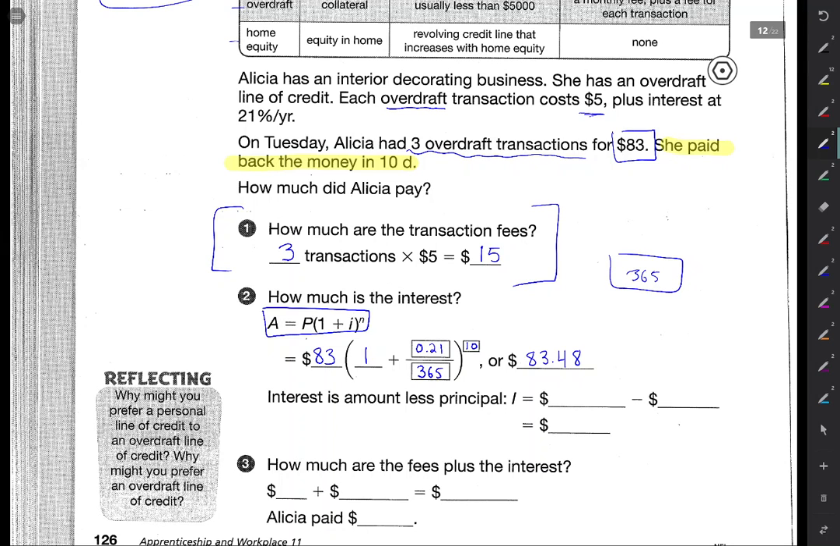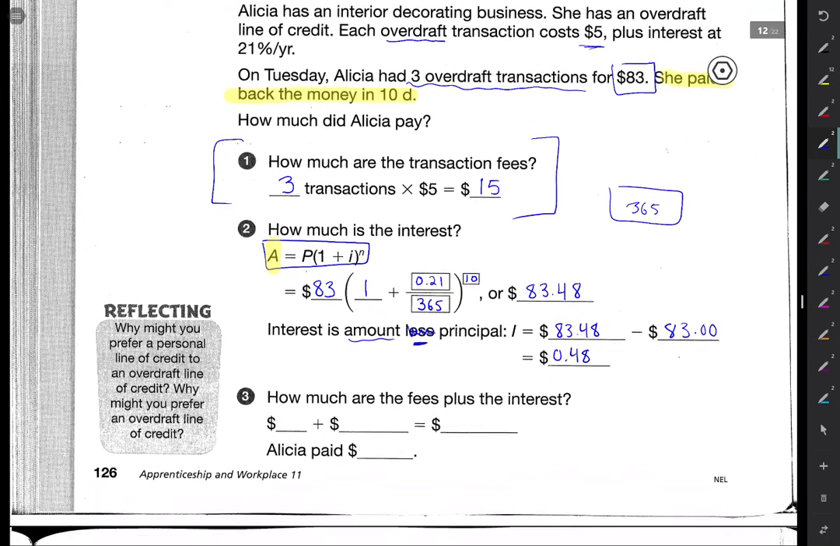Now remember, whenever we use this formula, we are calculating the amount, but we want to figure out what the interest is. So in order to do that, we need to do the amount minus the principal. So the amount we have is $83.48, and we're going to subtract that principal amount, which was $83 on the nose. So then in the end, the interest she had to pay was 48 cents.